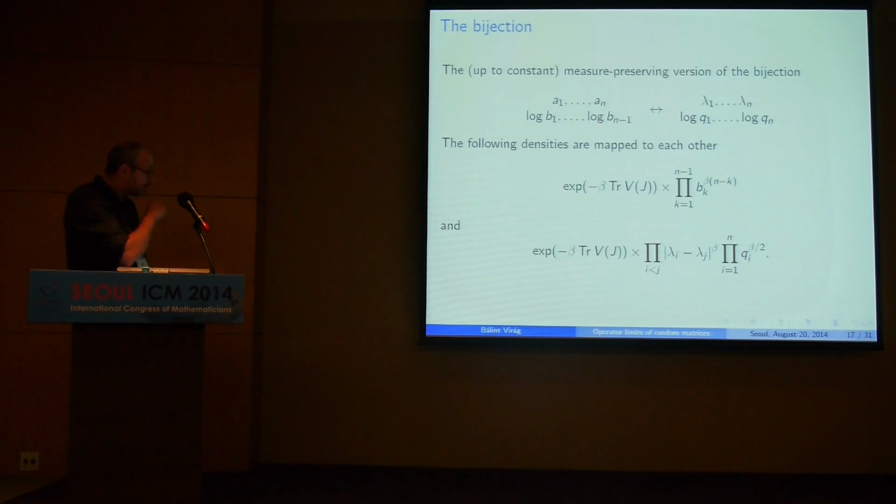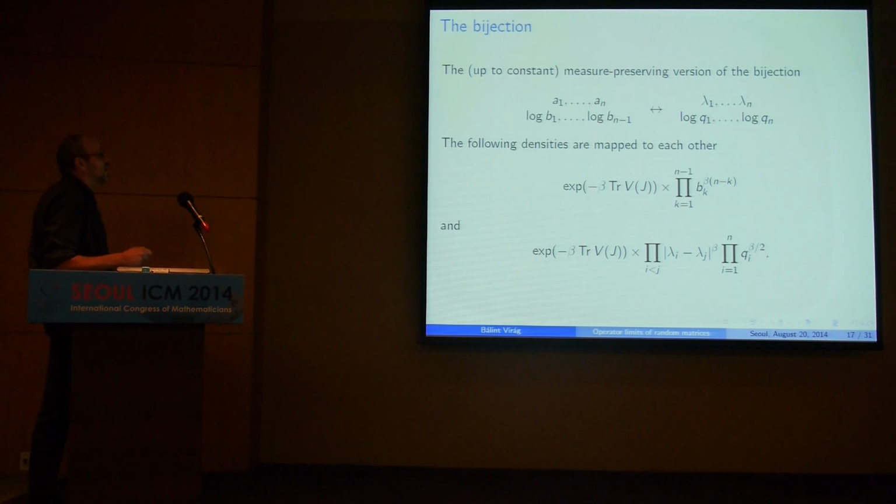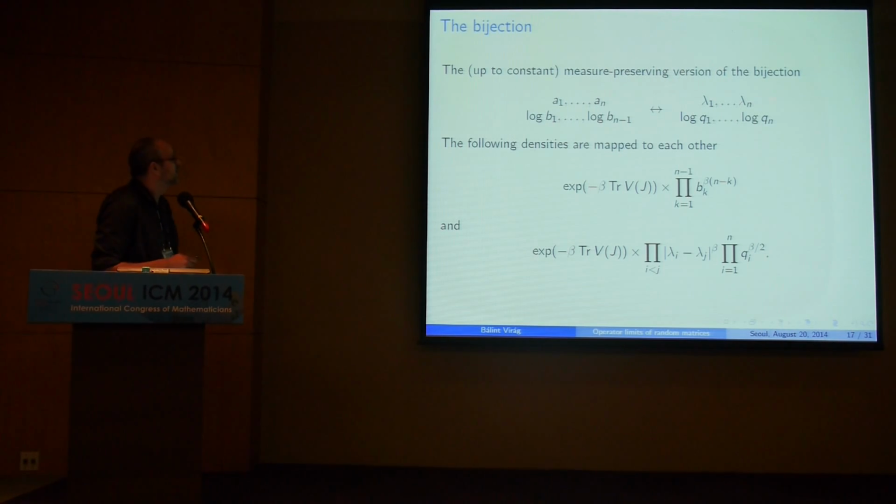So we have this bijection between these entries of the Jacobi matrix and the parameters of the measure. And it turns out that if you put logs over here, then this is, up to a constant, measure preserving. So when you compute the Jacobian, it's going to be a constant. That's nice, because you can put some measure here and you get some measure there, and you don't have to worry about the change of variables formula too much.